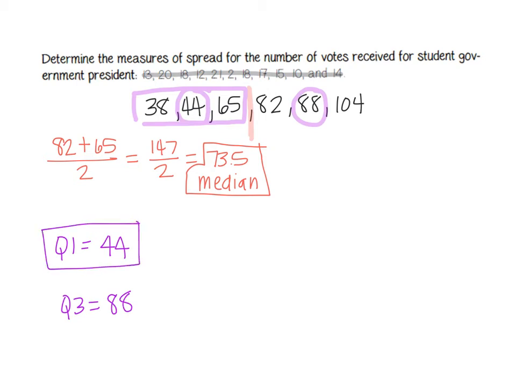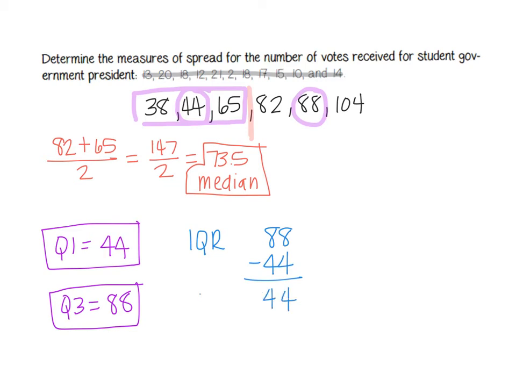So even though they're easy to see and I circled them in my data set, I do need to write it and box it for my answer. Now, the next thing we need to solve is our interquartile range. Our interquartile range, our IQR, is when we take our quartile 3 and find the difference with our quartile 1. So I'm pretty sure we can all take 44 from 88. It would give us 44. Our interquartile range is equal to 44. So here are the pieces that we need to solve.